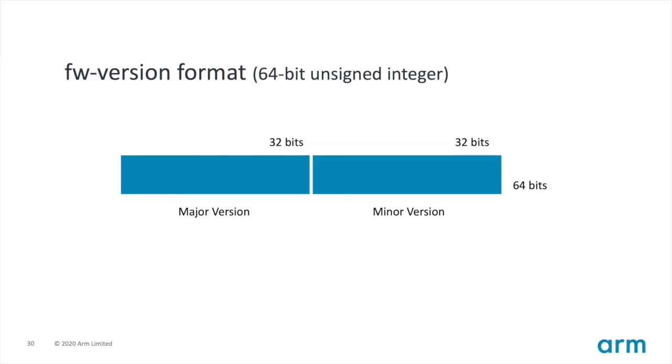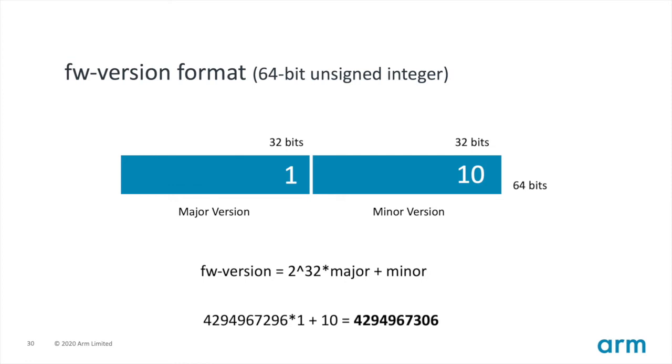The firmware version needs to be encoded in a 64-bit unsigned integer, where the upper 32 bits represent the major version and the lower 32 bits represent the minor version. And there's a handy formula for calculating the 64-bit value, which is 2 to the 32nd power times the major version plus the minor version. And in my version, I'm updating to 1.10, which calculates to this large number.